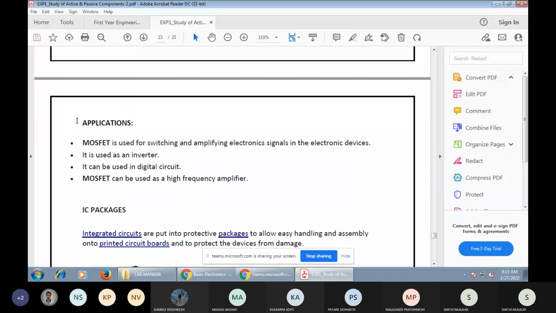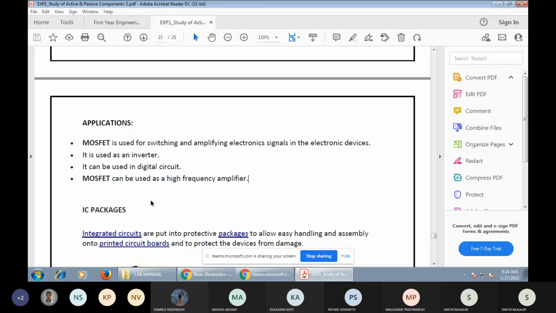These are the applications. The MOSFET you can use for the inverter. Inverter as a UPS, uninterrupted power supply, is a backup for the energy. Then digital circuits: you can use it for all digital circuitry, like gates, AND gate, NAND gate, NOT gate, universal gates, then special gates. All these digital circuits, such as multiplexer and demultiplexer, can use a MOSFET. Very large scale integration circuits use a MOSFET. And the last one is the high frequency amplifier.